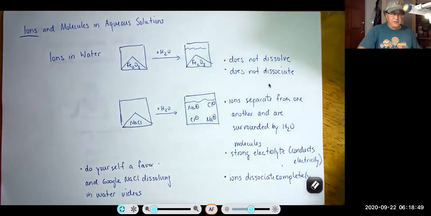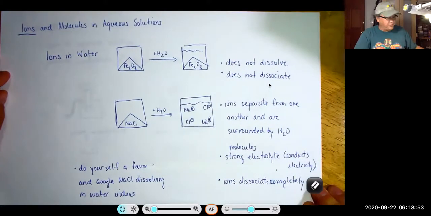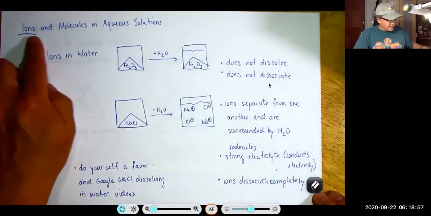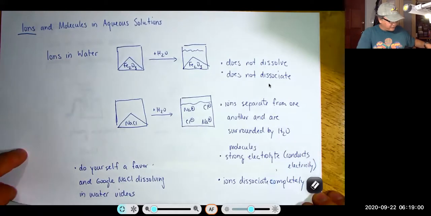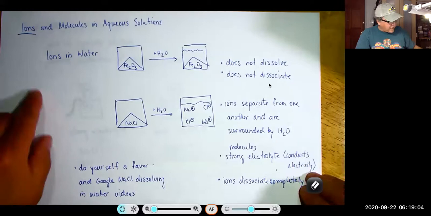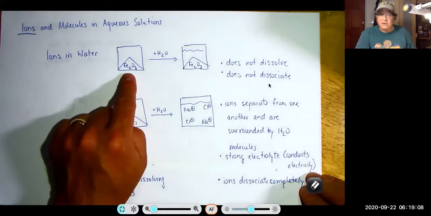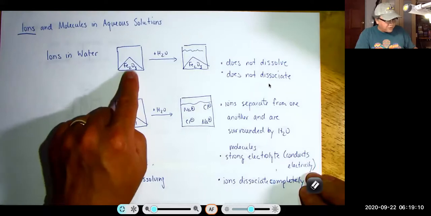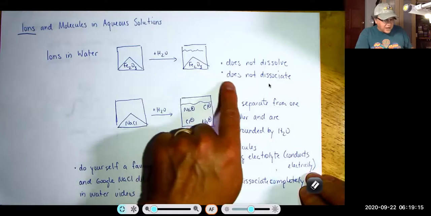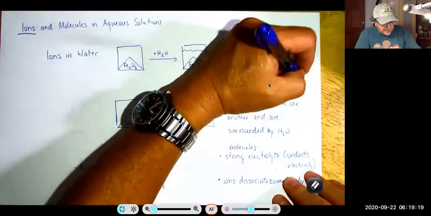Okay. So here, if we take a look at ions and molecules in aqueous solution, the focus for this slide is on ions in aqueous solution. So if we take a look at ions in water, here's an ionic compound. This is called iron(III) oxide. And if you add water to this, this stuff does not dissolve. We say it does not dissociate. We also say it does not ionize.